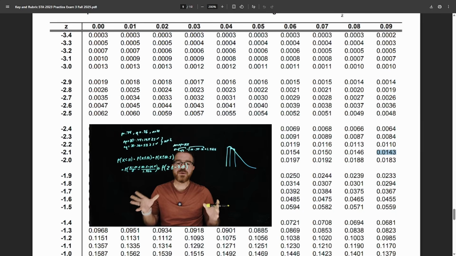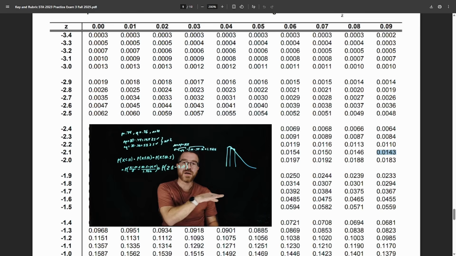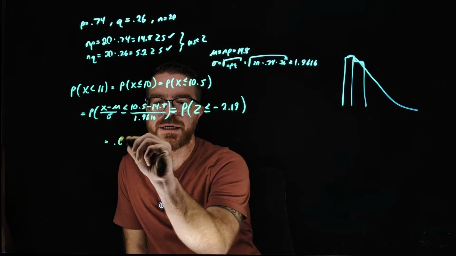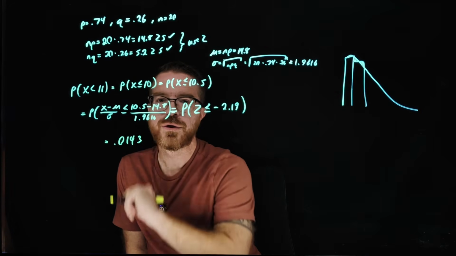Okay, on our z table, if you look, I've highlighted the probability. On the side, we go to negative 2.1. We go over to 0.09, we see where they intersect, and we get a probability of 0.0143.